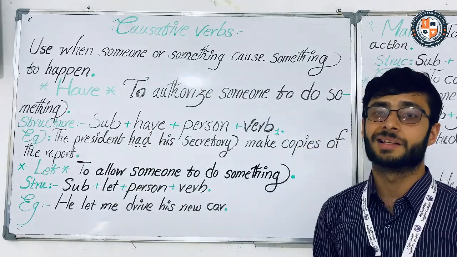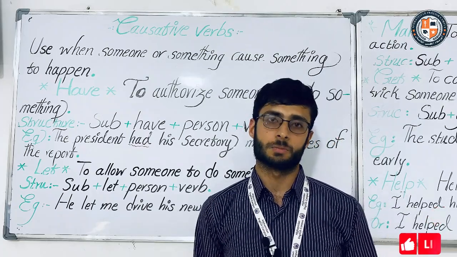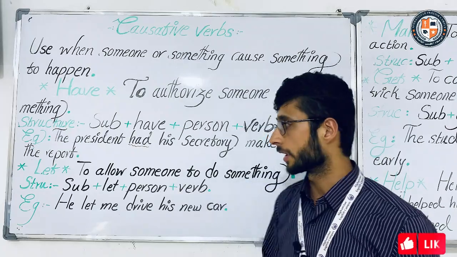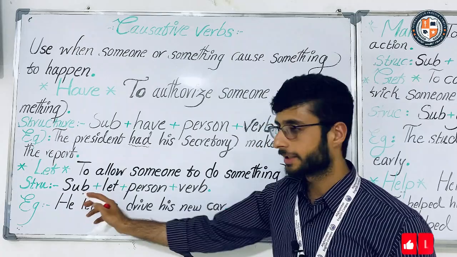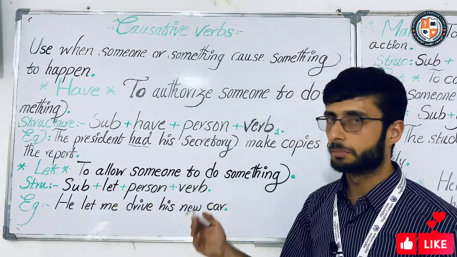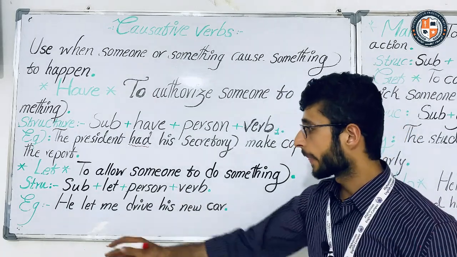The second one is let. What is the use of let? Let means to allow someone to do something, to give permission for someone to do something. This is the structure: subject plus let plus person plus verb, the first form of the verb, the base form of the verb, also called the bare infinitive.